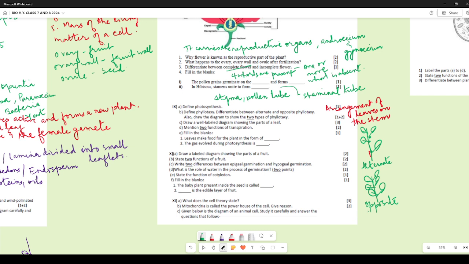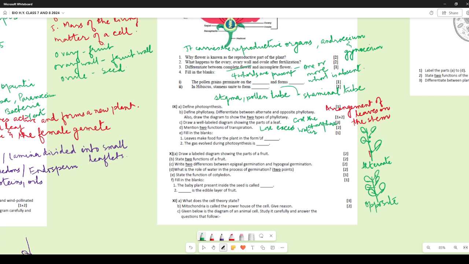Draw a well-labeled diagram to show the parts of leaf. You have that diagram in your book and that is what you have to draw. Mention 2 functions of transpiration. First and foremost, it helps to cool the atmosphere. Wherever there are plants, it is always cool over there. Another function, it helps to lose excess water. Plants keep on absorbing water all the time, so if they have excess water, they lose it through transpiration.